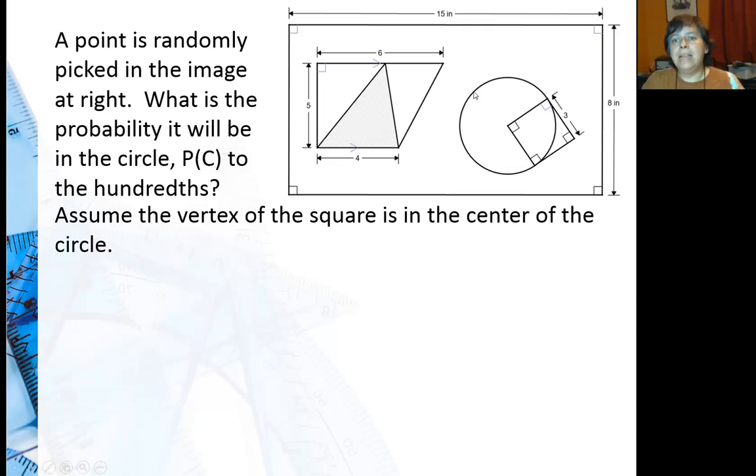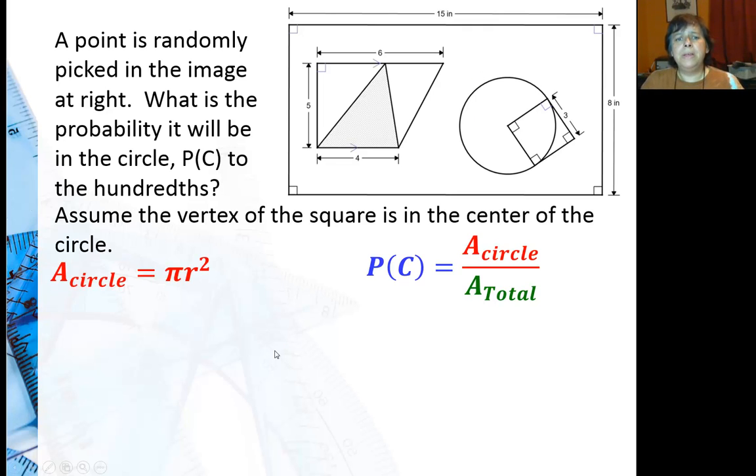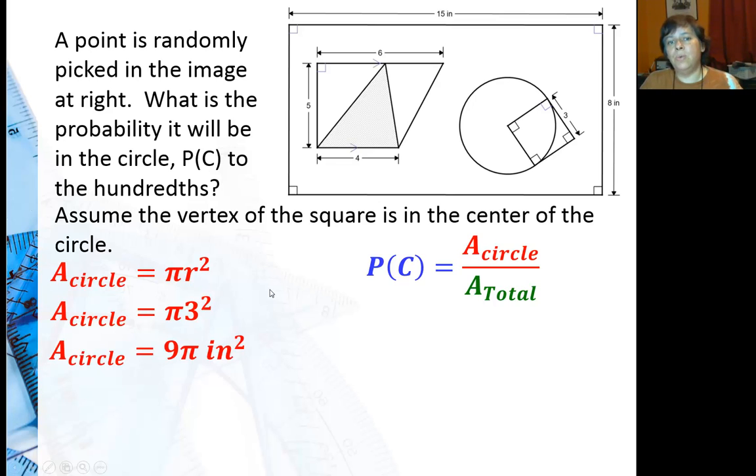If you remember from geometric probability, I need to find the area of the circle. So I do this area over the total area, and that will give me the probability. Well, the area of the circle is pi r squared, and since the vertex of the square is in the center, then I know this edge of the square is a radius. Well, this edge is 3. All sides are congruent on a square, so that edge is 3, which means the radius is 3. So the area of the circle is pi times 3 squared, or 9 pi inches squared.